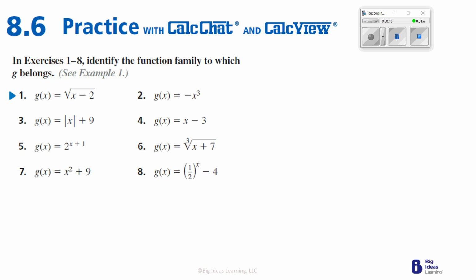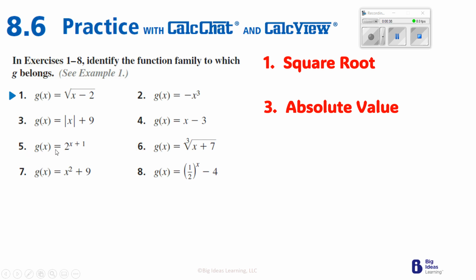We see here at the beginning, remember I'm only doing the odd ones, g of x equals the square root of x minus 2. That tells you right there it's going to be the square root. So number 1 is square root. Number 3 says g of x equals the absolute value of x plus 9. That tells you right there it's going to be the absolute value.